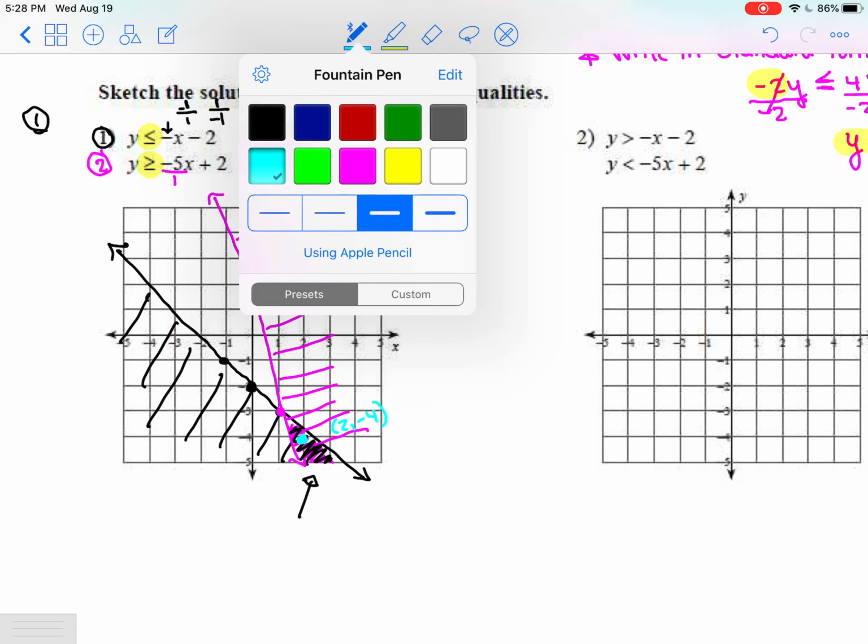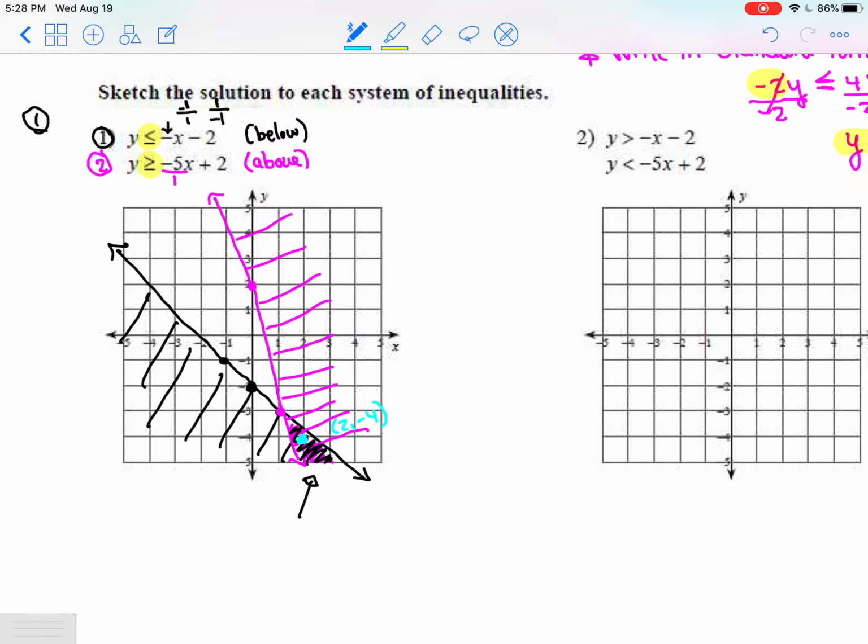So let's try 2 negative 4. Here, this is for equation number 1. So we've got negative 4, and I'm just going to leave those in blue. So we've got y is less than or equal to negative of the 2, because this is my x and my x is 2, so the negative of 2 minus 2. So negative 4 is less than or equal to negative 4. Well, it is not less than, but it is equal to, so it's still true.